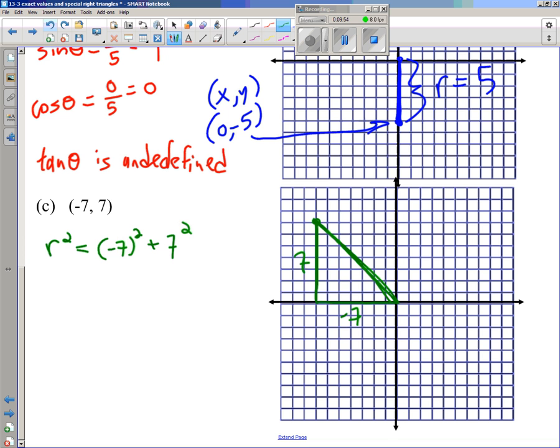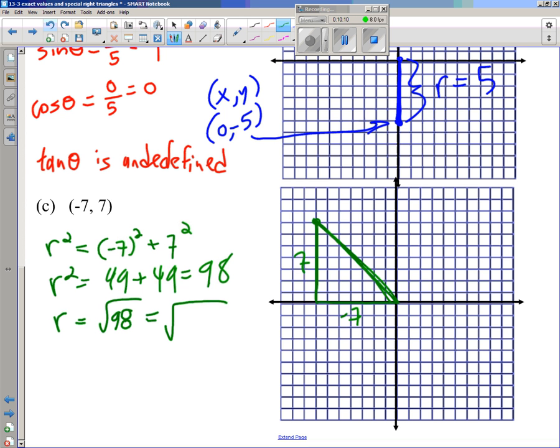We do that, r squared equals all that. Simplify this. r is 7 radical 2. Okay, you might have to talk about that more in class.